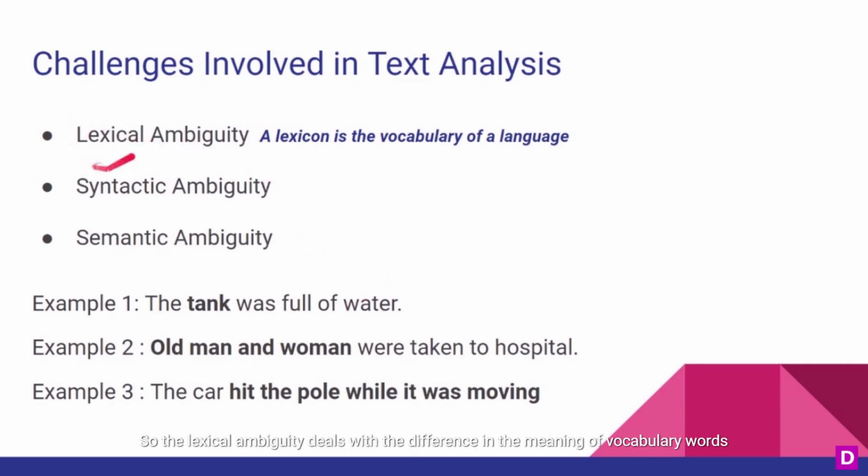So lexical ambiguity deals with the difference in meaning of vocabulary words. In English, or in any language, a single word can have different meanings, and these different meanings arise in different sentences. Lexical ambiguity is one such ambiguity which makes a sentence be understood or received in different ways.